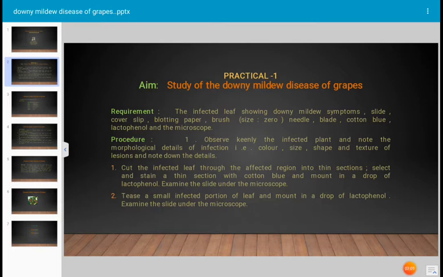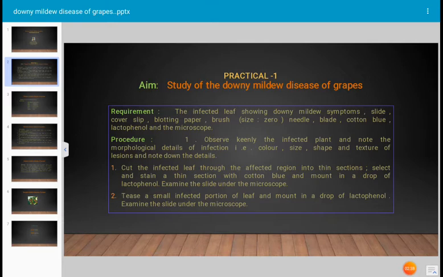Okay. And if the leaf is heavily infected, then with the help of a needle you can remove some hyphal threads, take them into a drop of cotton blue on the slide, and mount the hyphae removed by the needle. Then place the cover slip and observe under the microscope. You can see the details of the sporangiophores and sporangia in this slide.